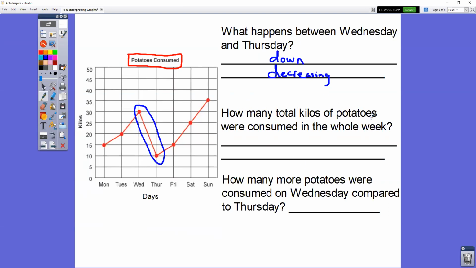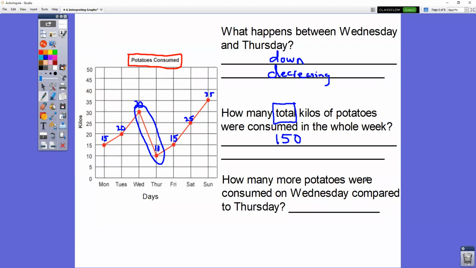How many total kilos of potatoes were consumed in the whole week? Well, take a look at our graph. On Monday, there were 15. On Tuesday, there were 20. On Wednesday, there were 30. On Thursday, there were 10. On Friday, there were 15. Saturday was 25. And Sunday, there was 35. So to find the total, you would have to add up all of those numbers. When you add up all of those numbers for each day of the week, there would be 150 kilos.